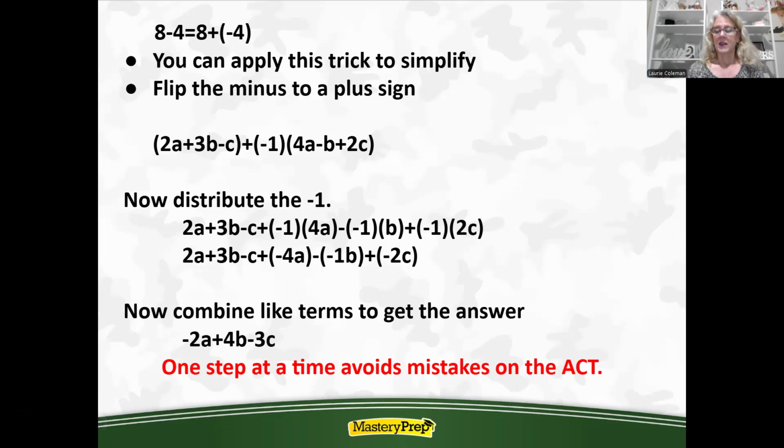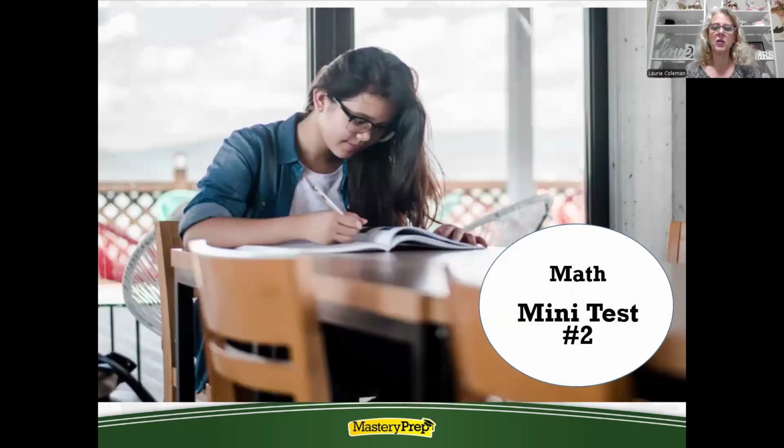That is the answer. So we do one step at a time to avoid mistakes on the ACT, especially when it comes to plus and minus signs. Okay, let's get ready to do our second mini test. 8 minutes. Ready? Begin.